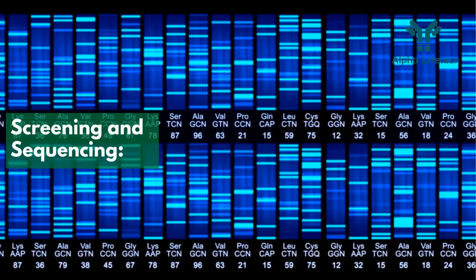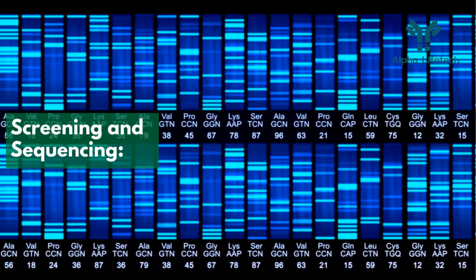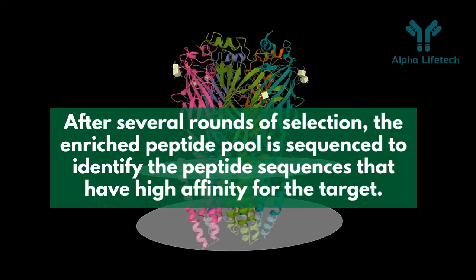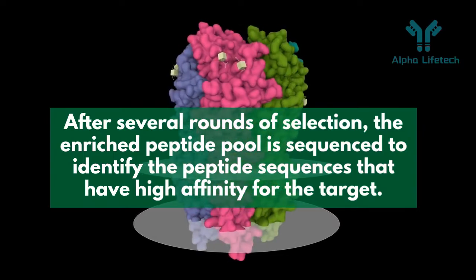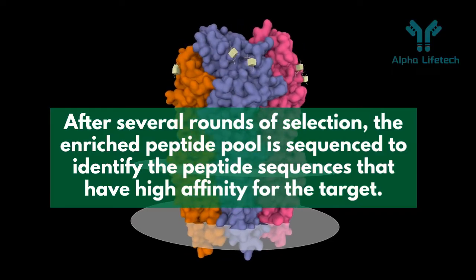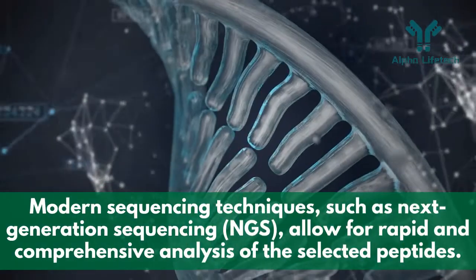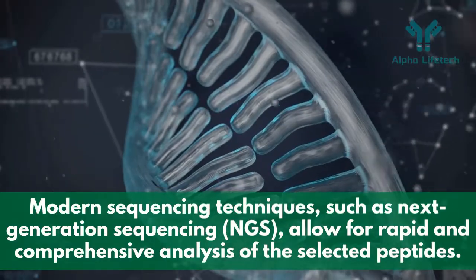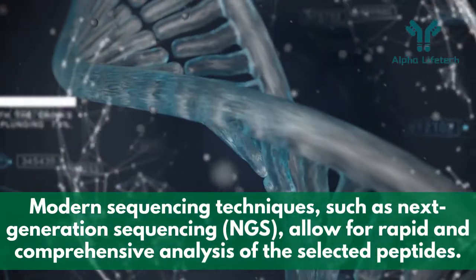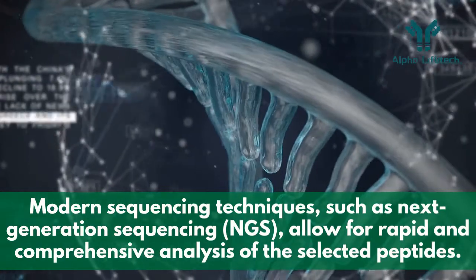Screening and sequencing. After several rounds of selection, the enriched peptide pool is sequenced to identify the peptide sequences that have high affinity for the target. Modern sequencing techniques, such as next-generation sequencing, NGS, allow for rapid and comprehensive analysis of the selected peptides.